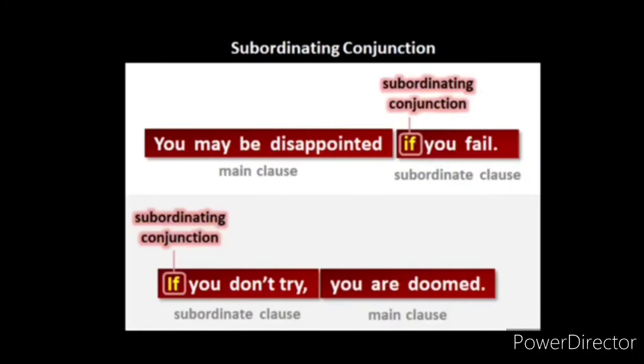wherever we use the subordinating conjunction, that portion is known as the subordinate clause. So if you don't try is the subordinate clause, and you are doomed is the main clause. So here, which is the dependent clause? If you don't try is the dependent clause, and the independent clause is the main clause here: you are doomed. So this is the example for the subordinating conjunction, children.